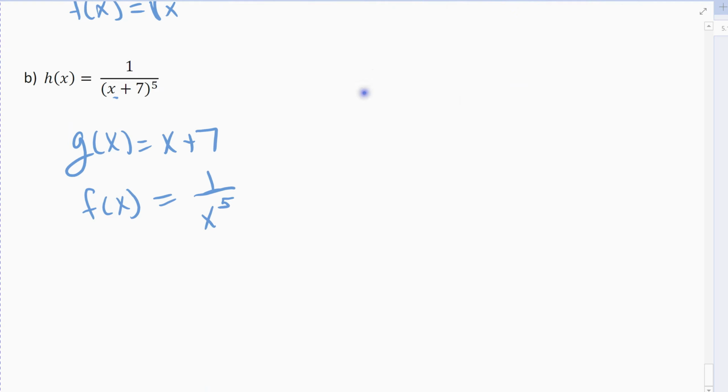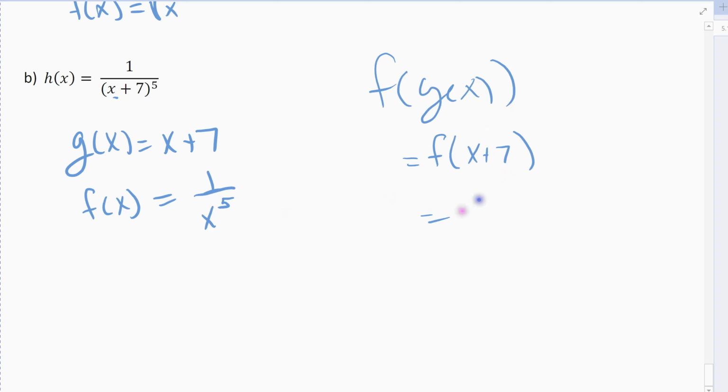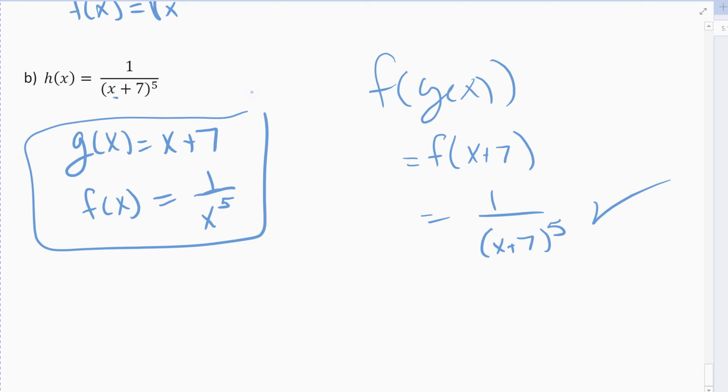But always check your answers. If I went and found f of g of x using these two functions, I should get back to the original. And I do. I take f and plug in x plus 7. F was 1 over x to the 5th. I get 1 over x plus 7 to the 5th, and it checks. Alright, so these are my inside and my outside functions. Alright, we will stop there.